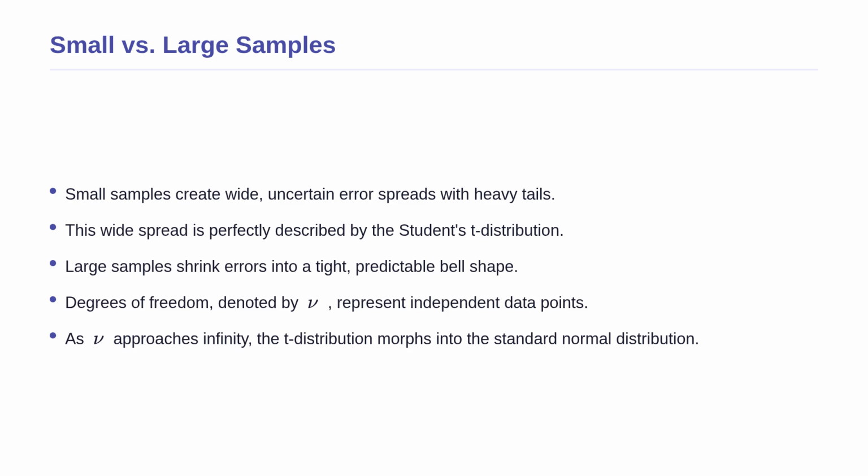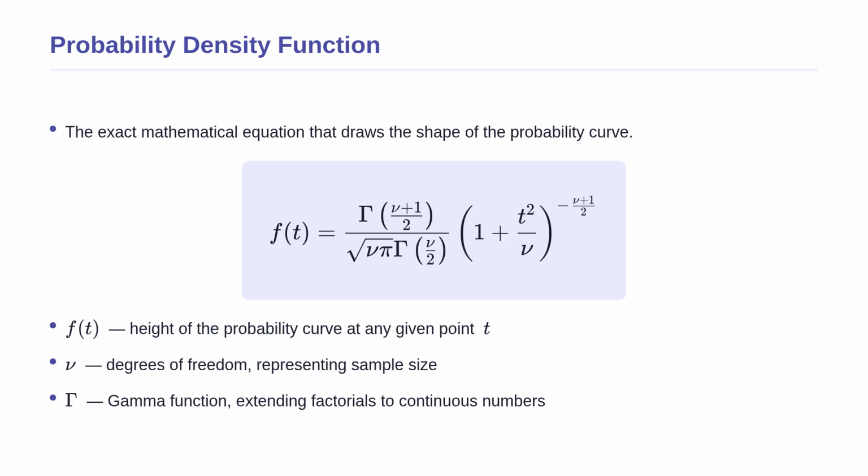As nu increases, meaning we gather more data, these heavy tails shrink. The peak of the curve gets taller and narrower. Ultimately, as the degrees of freedom approaches infinity, the complex t-distribution simplifies completely and converges into the standard normal distribution that you already know. This concept leads us to the mathematical equation that draws the shape of the probability curve.